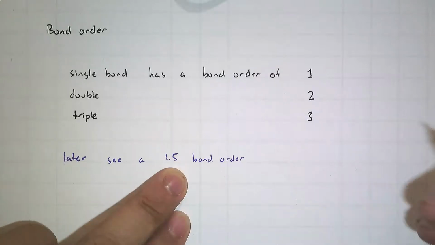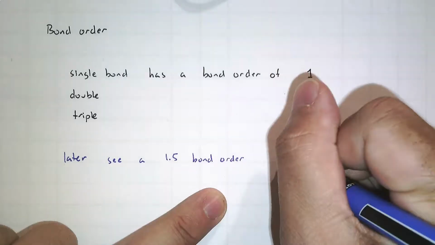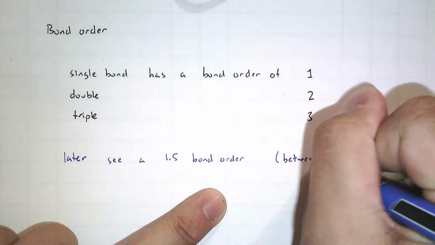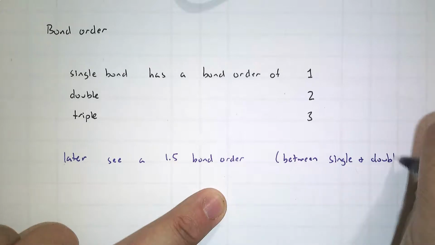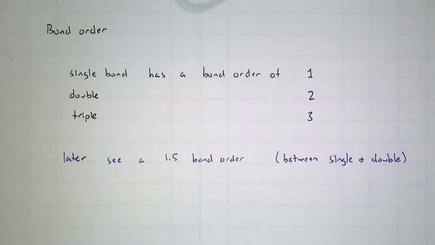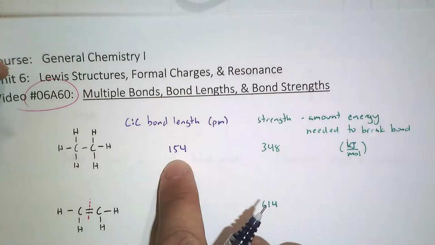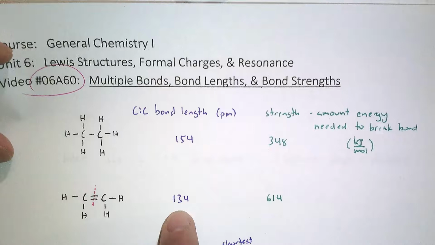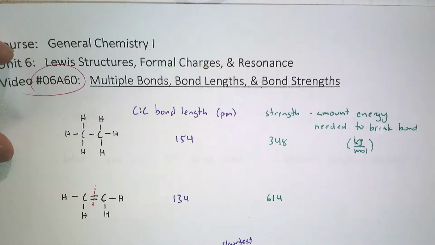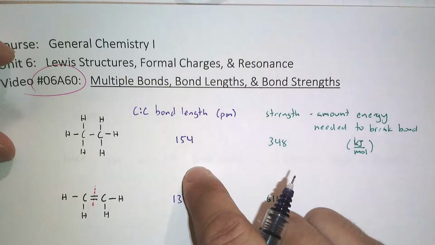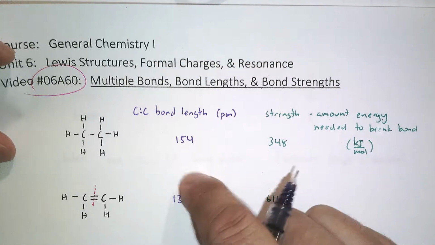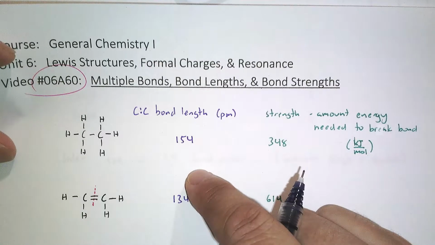What does that mean? It's a bond between a single and a double. It has characteristics of both, or you could say it's the average of both. For instance, if I have a carbon single bond being 154 and a double bond of 134, theoretically, you would think the 1.5 bond length would be what? Halfway, maybe 140, 144. Yeah, that's halfway, right? 144.